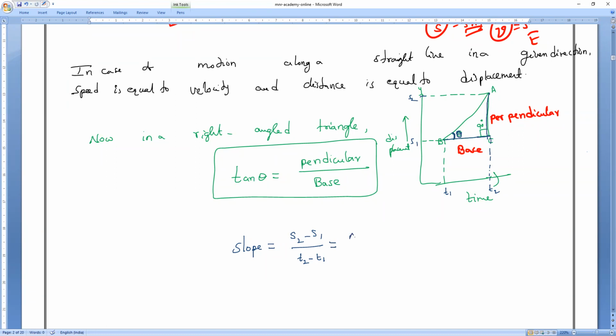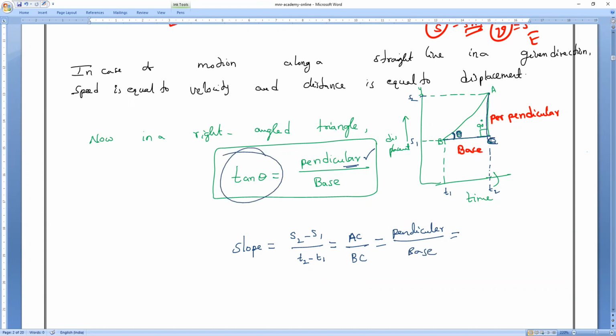Is it right or wrong? All of you, will you accept it? S2 minus S1 is only AC. Verify it, everybody. Yes, sir. In the same way, T2 minus T1 is what? BC. So AC is called what, guys? Perpendicular. BC is called what? Base. So perpendicular divided by base, we used to call it as what?